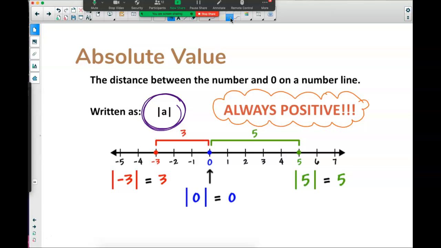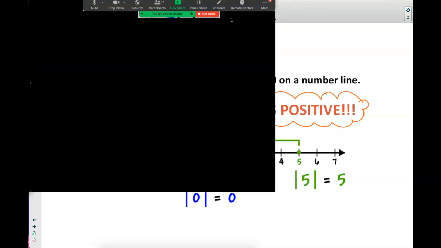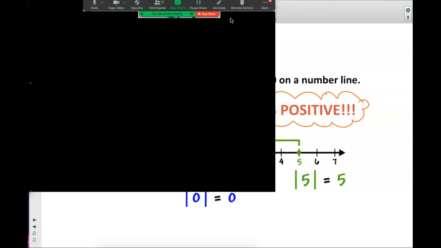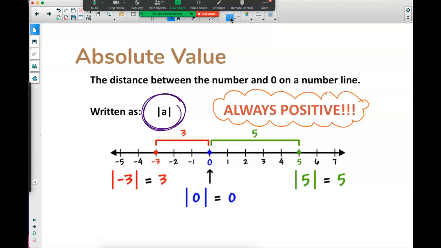Okay, so it doesn't matter what number is inside of those two lines, your answer is always going to be positive. So when you see something like this, this means the absolute value of -3. And the absolute value of -3 is 3, because it's 3 units away from 0. The absolute value of 0 is 0. The absolute value of 5 is 5, because it's 5 units away from 0.